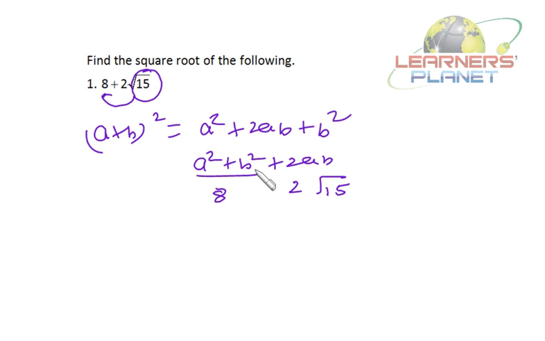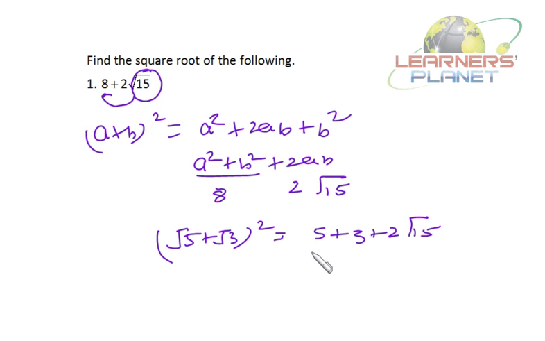That means a square plus b square is 8, so a square must be 5 and b square must be 3. That means a is root 5 and b is root 3. So root 5 plus root 3 whole square is 5 plus 3 plus 2 root 15, that is 8 plus 2 root 15.